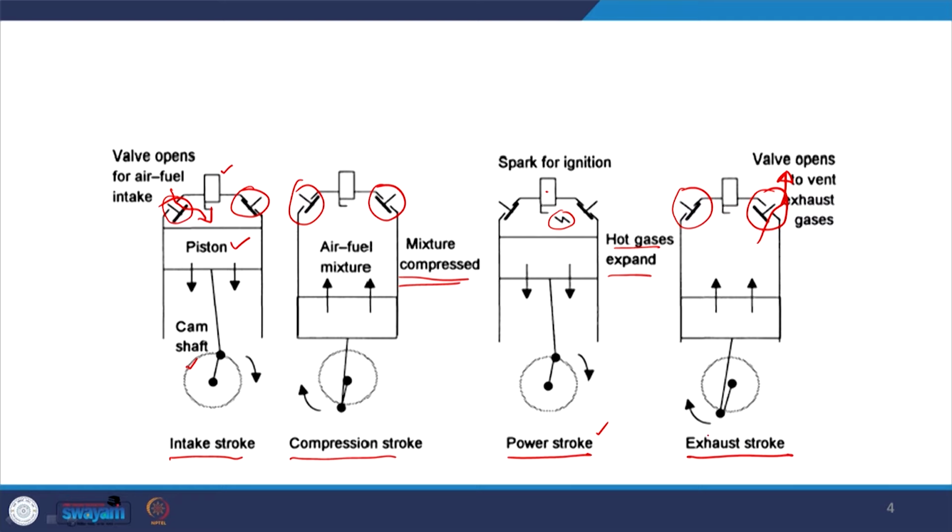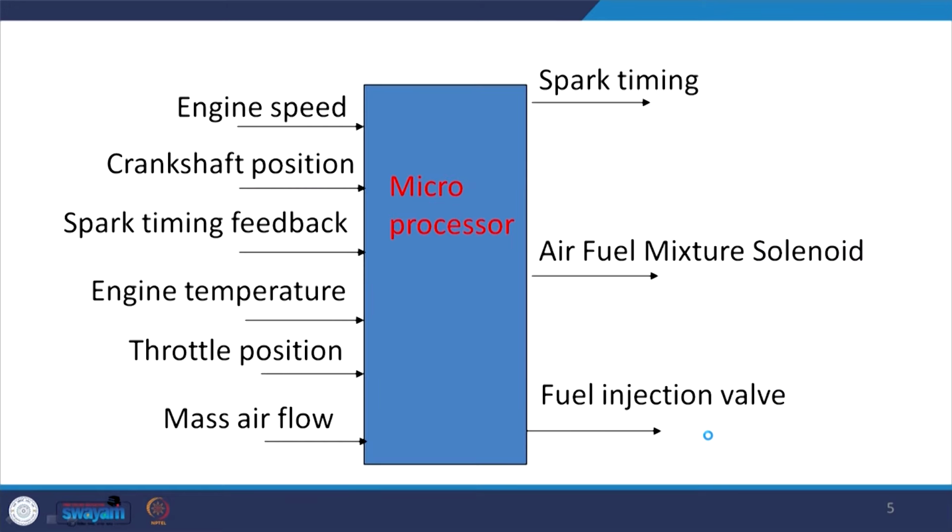And with the help of mechatronics, what is done is that we try to control spark timing, we try to control the air fuel mixture, and we try to control the fuel injection. So we have a microprocessor, as you can see in this block diagram. There are various input parameters over here. For example, we have engine speed, crankshaft position, spark timing feedback, engine temperature, throttle position, and mass air flow.